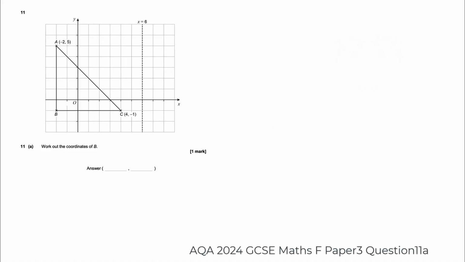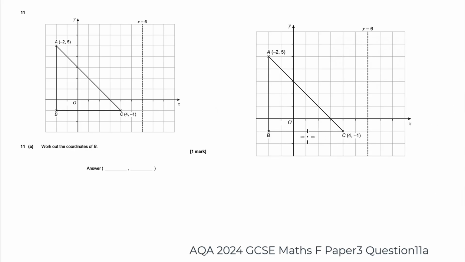So here's question 11. And we're given an x and y axis, and there's a triangle, right-angled triangle, drawn. And in part A, we're asked to work out the coordinates of point B. That's an x and a y coordinate they're wanting. So let's look at a larger diagram. And here it is. So let's start at the origin. Now remember, the first coordinate, the x coordinate, is your left and right one. And if you're going to the left, you're going negative. So 2 squares to the left, that would be negative 2.